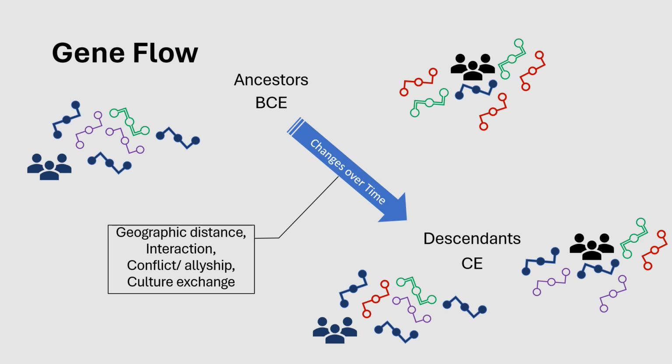Gene flow is the movement of genetic information through reproduction from one group to another. Common contributors to gene flow are changes to geographic distance, usually from migration or immigration, new interactions that affect the populations that people can mate with. Conflict or allyship can play a role through urbanization, enslavement, or displacement. And culture exchange can affect how people perceive their in and out groups.